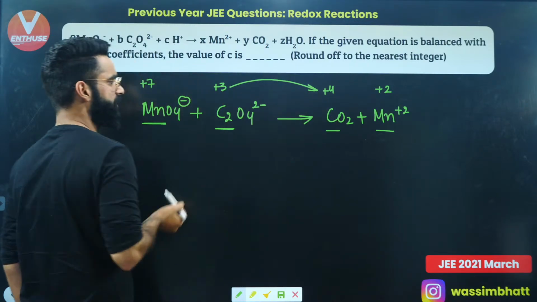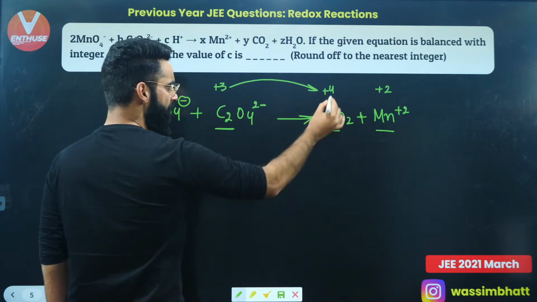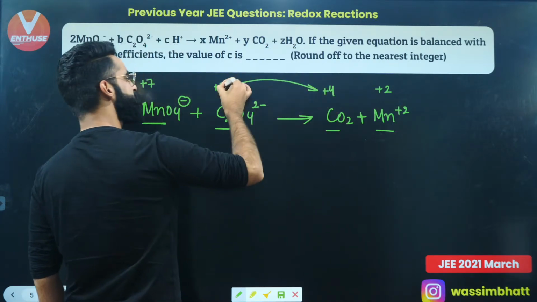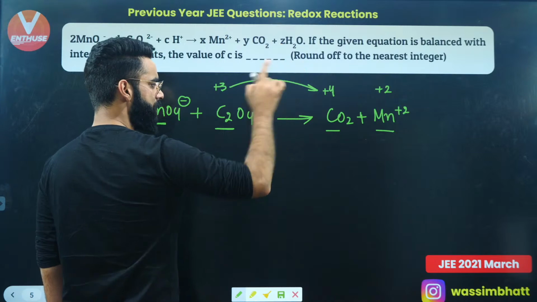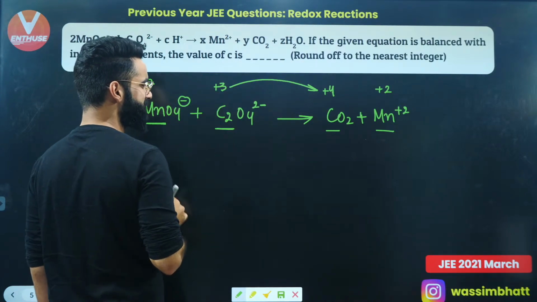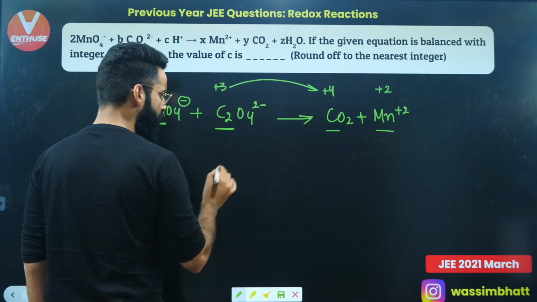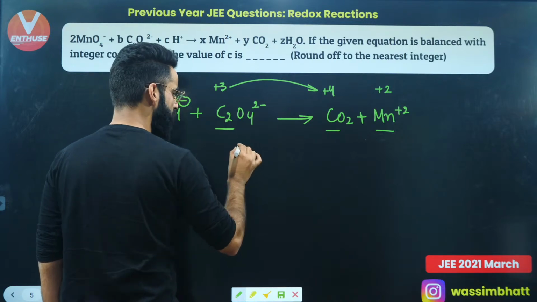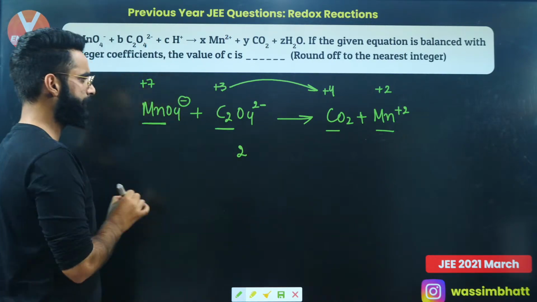Change in the oxidation state of carbon is going to be final oxidation state of carbon minus initial. The value comes out to be 1. 1 is the change in the oxidation state for one atom of carbon, but I have two atoms, so I'll say the N factor of this oxalate ion is going to be 2.